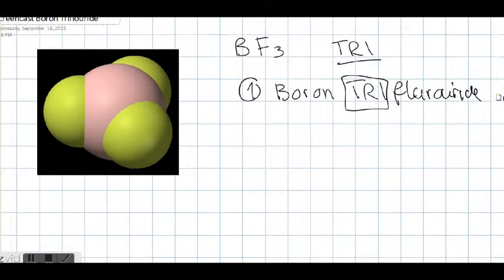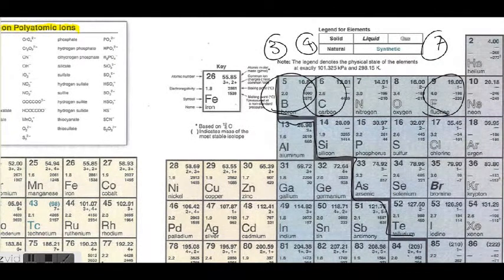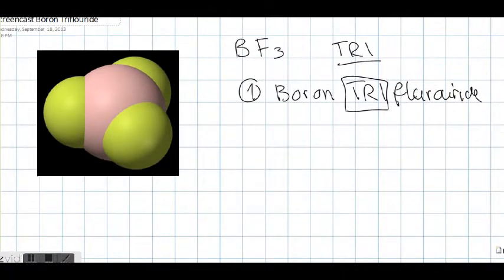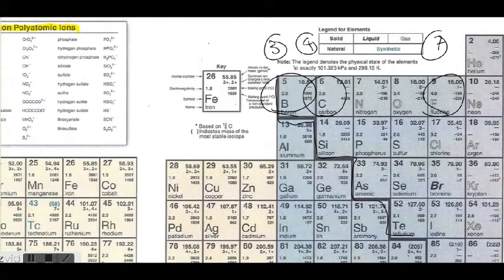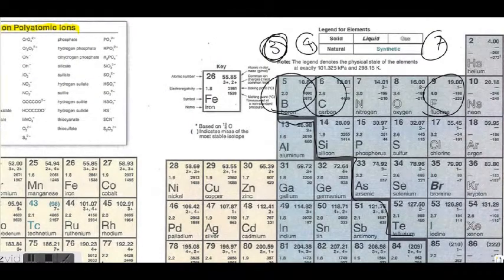So let's go take a look at the periodic table. Boron is right here, fluorine is right over here. Now, just as with methane, if we want to do the Lewis dot structure, we need to look at what groups they're in. That way, we can tell how many valence electrons there are, and we can work out how this dot structure is going to look. So we go look at boron. Boron is in group 3. So let me write that down real quick. Boron is group 3. Fluorine, on the other hand, is in group 7.